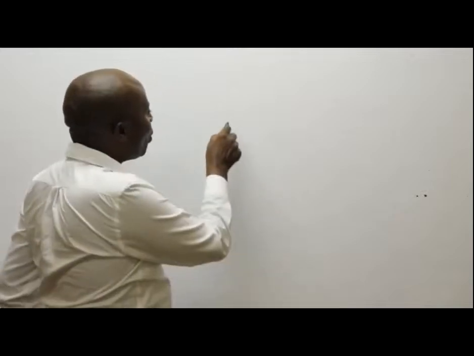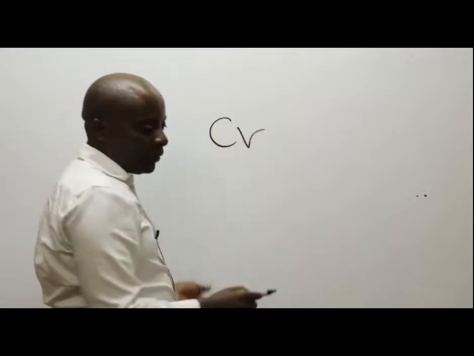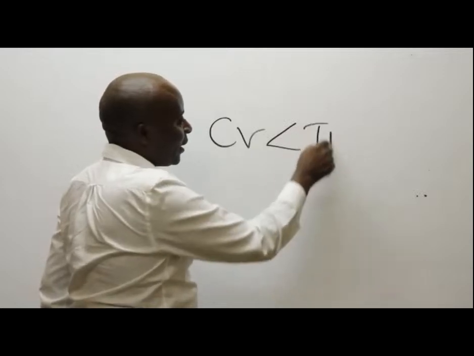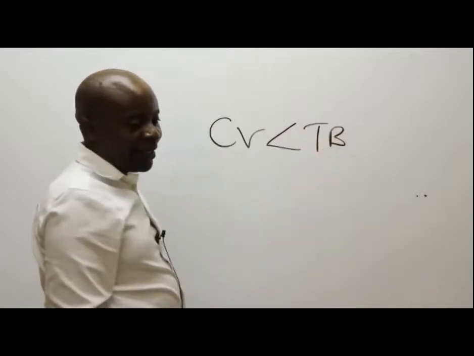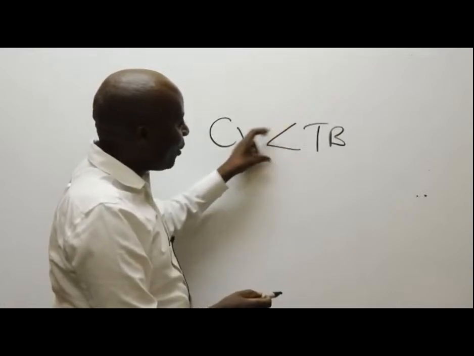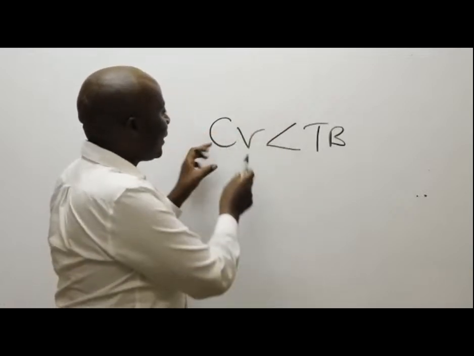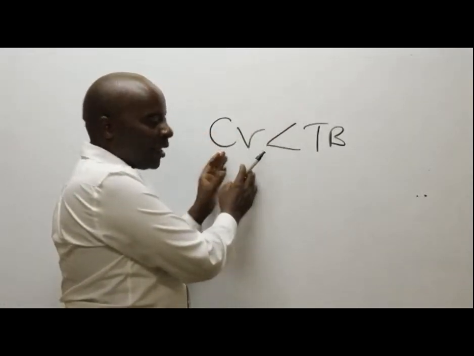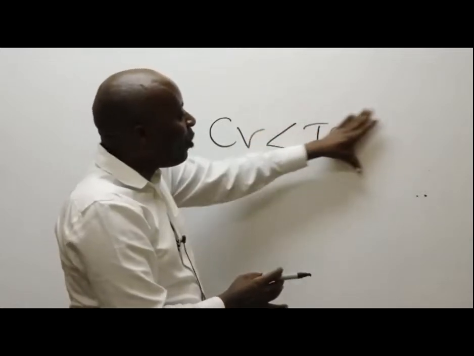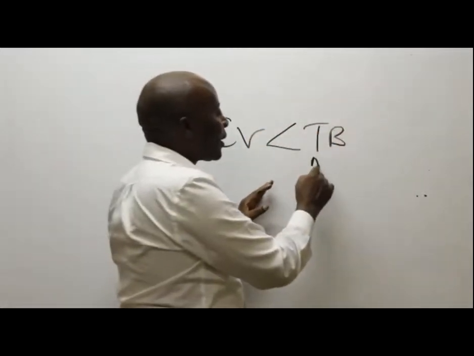Get a situation where the carrying value is less than the tax base. So you can see, ladies and gentlemen, the way this thing is coming down. It means that the carrying value is less. It's going upwards towards tax, meaning that you have paid more tax today.